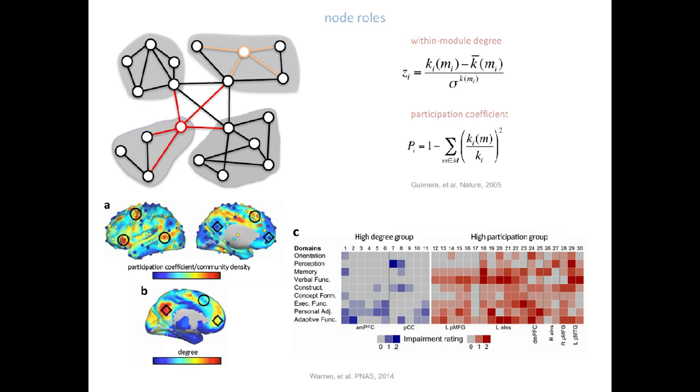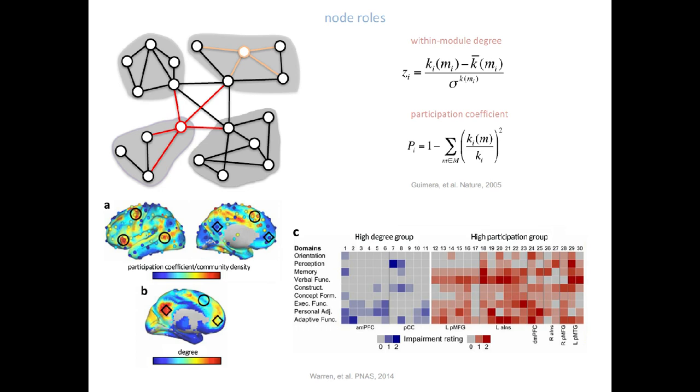So here we've got the within module degree group and the high participation group. Each column is a different patient, and each row is performance in a different cognitive domain. The color represents that there was an impairment in that domain.